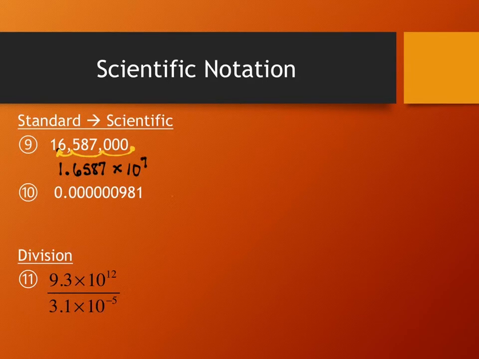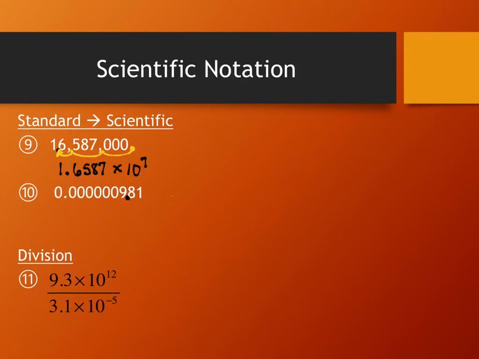Is it a positive 7 or a negative 7? Positive. Why? It's a big number, right? It's positive because it was a big number. All right, the other one over here. Oh my goodness, there's so many zeros on here. All right, we need to figure out where our decimal point will be. Where's our decimal point going to go?